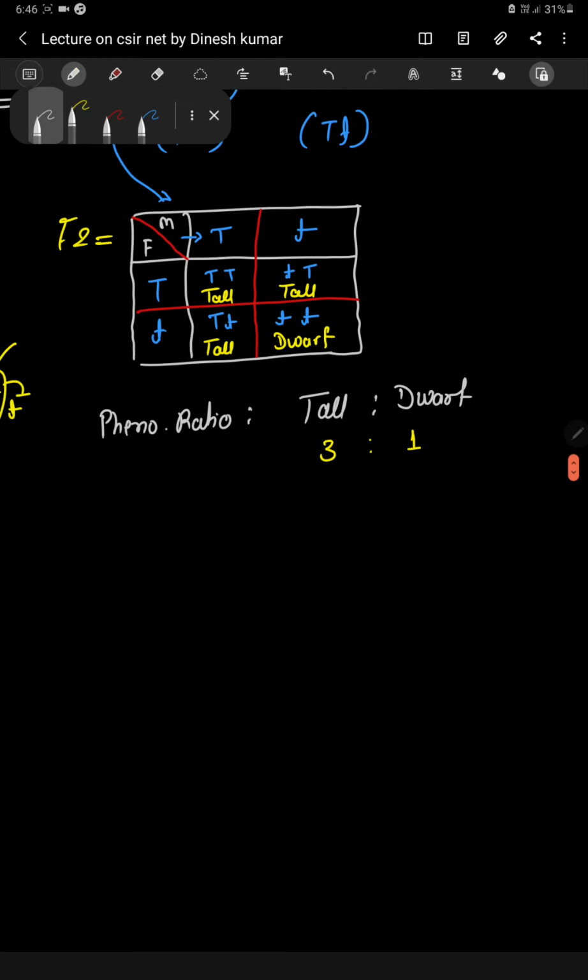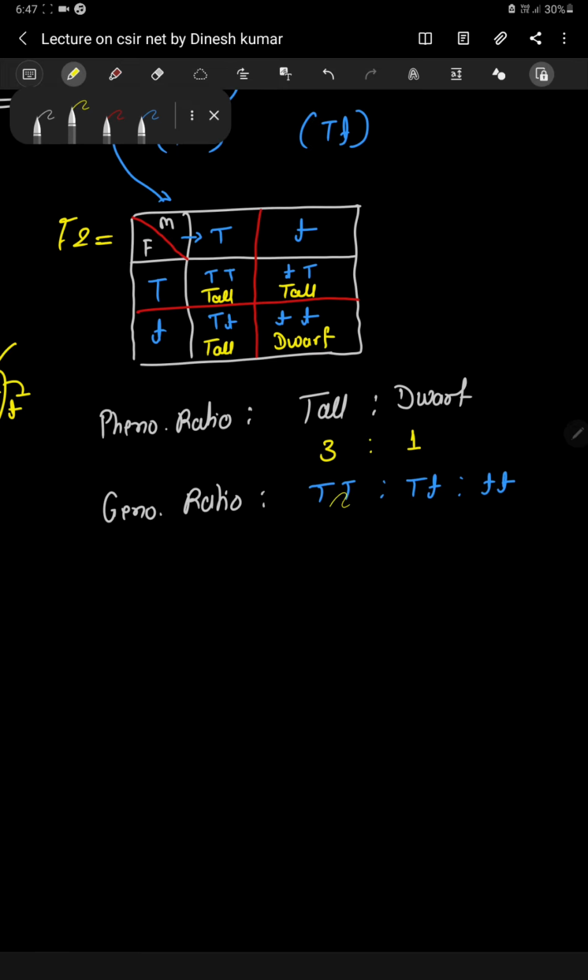Now similarly, what will be the genotypic ratio? For the genotypic ratio, we have 3 kinds of varieties. That will be capital TT, another possibility is capital T, small t, and the third possibility is small t, small t. Is there any other possibility in the F2 generation apart from this? No.